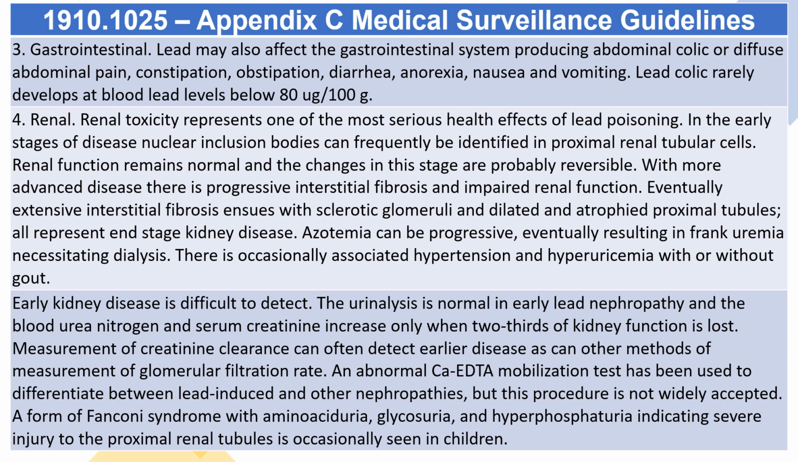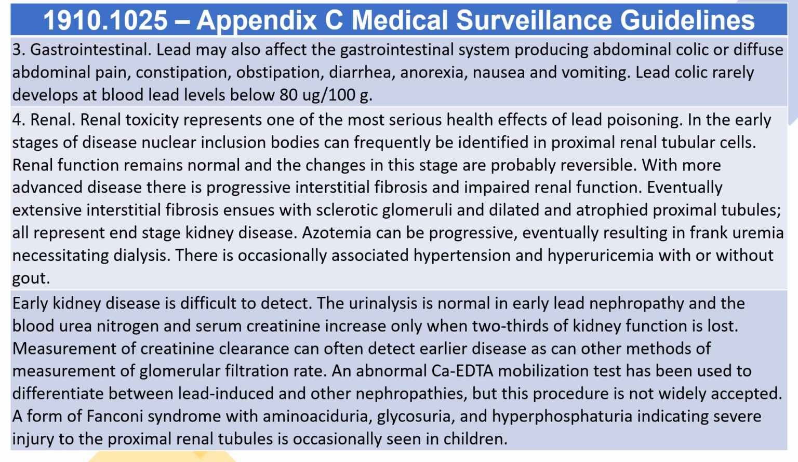In the early stages of disease, nuclear inclusion bodies can frequently be identified in proximal renal tubular cells. Renal function remains normal, and the changes in this stage are probably reversible. With more advanced disease, there is progressive interstitial fibrosis and impaired renal function. Eventually, extensive interstitial fibrosis ensues with sclerotic glomeruli and dilated and atrophied proximal tubules, all of which represent end-stage kidney disease.